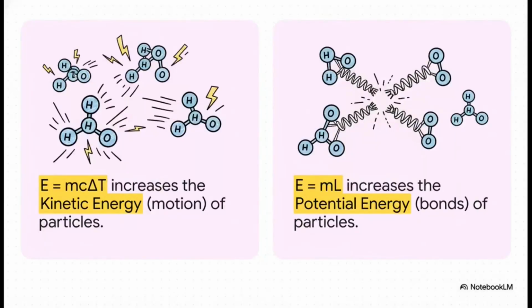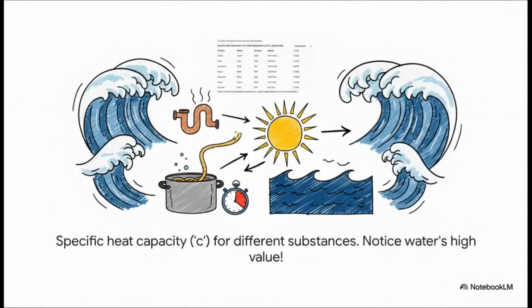So here's the crucial physics point. When you use this equation, E = mcΔT, all that energy you're putting in is going into one thing, increasing the kinetic energy of the molecules. You're just making them wiggle and jiggle and move faster. You're not breaking any of the bonds between them. Not yet, anyway.